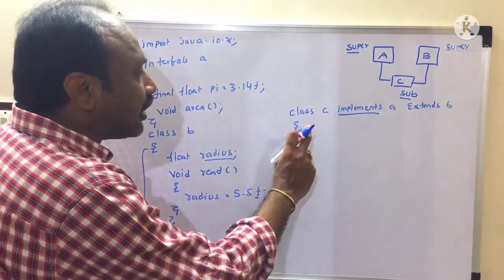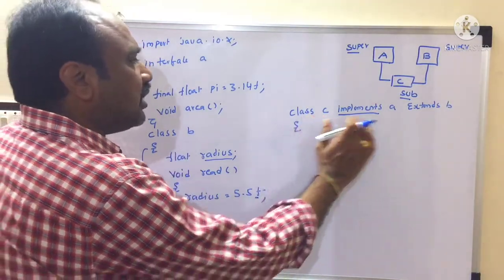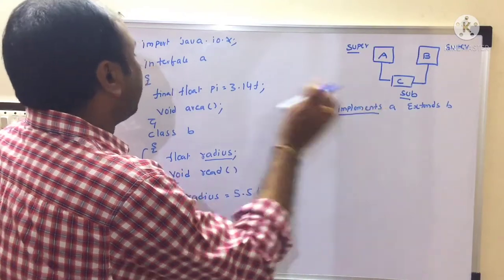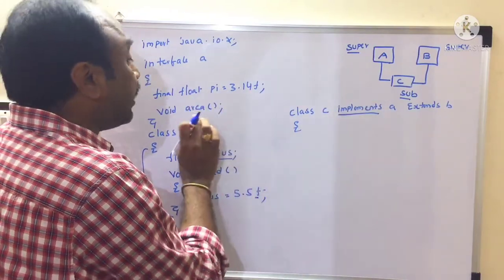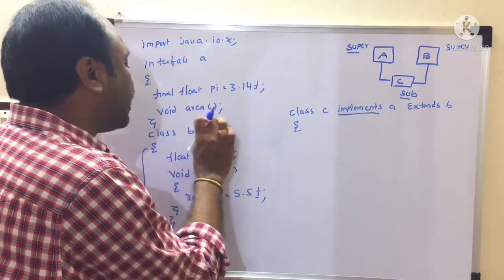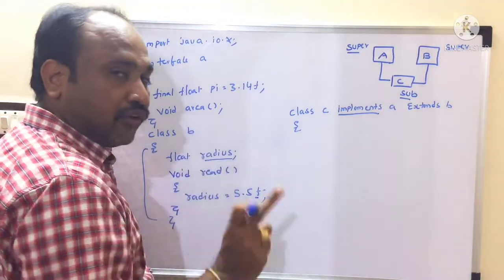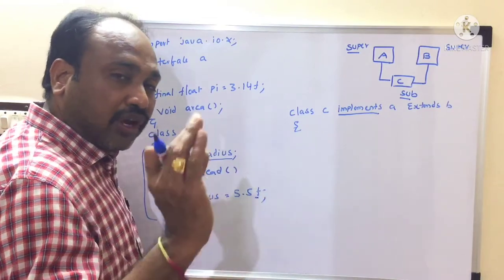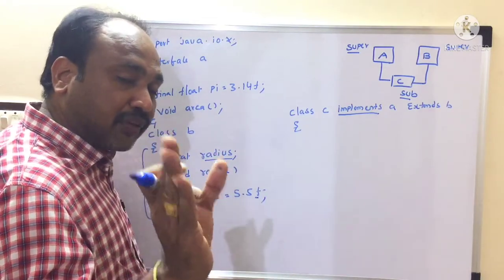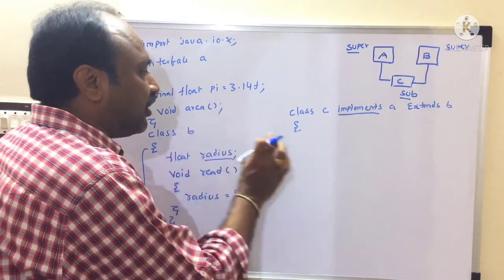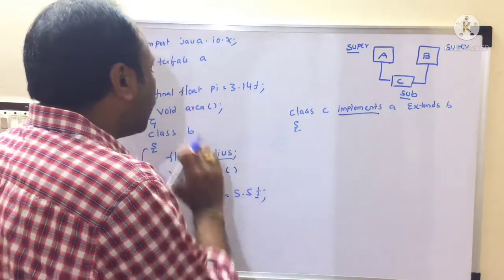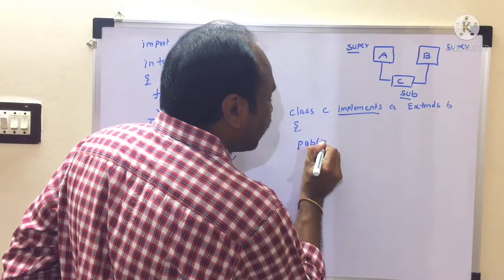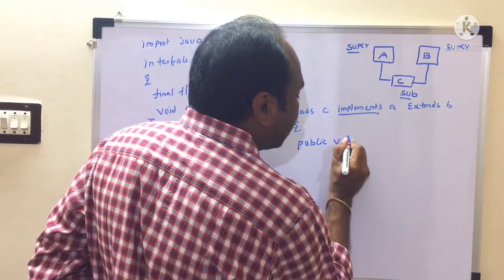Now we are creating class C extends B. The read method will come here, radius will come here. Implements A. The pi value will come here, the area method also will come here. But this area is an abstract method. When we create a class from an interface, that interface may have one, two, or three abstract methods. All those methods should be defined here. So, I have to define that method. When you are going to define that method, we have to define it as a public method.